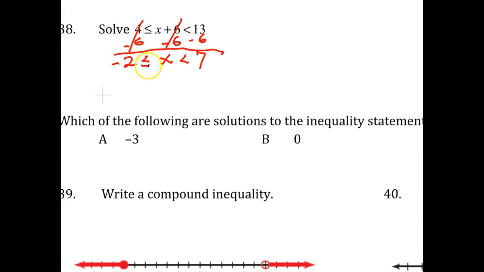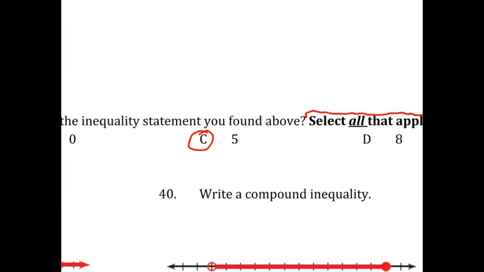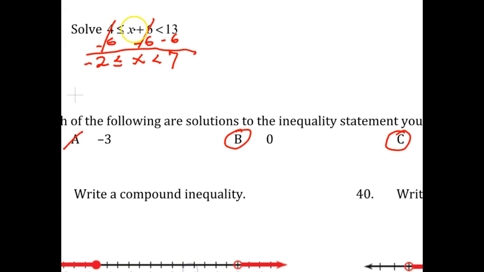So what numbers are between negative 2 and 7? So negative 3 is not. That's too small. 0 is. That's between negative 2 and 7. And 5 is. That's between negative 2 and 7. And 8, that's too big. That's above 7. So we have 2 answers, 0 and 5, because those are both between.